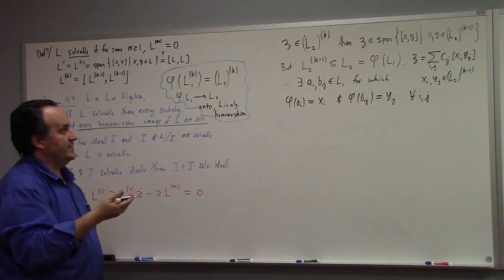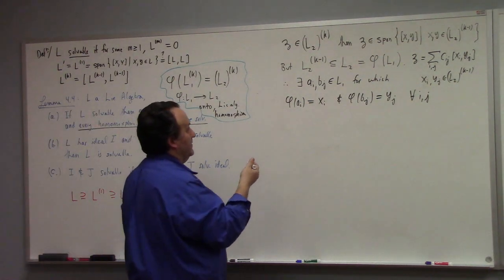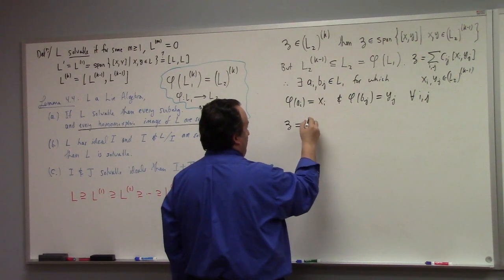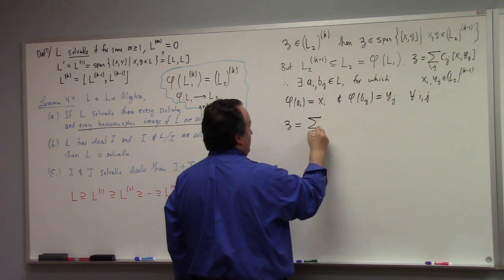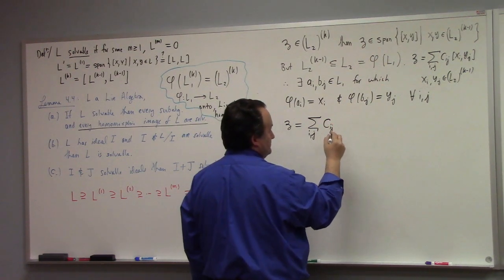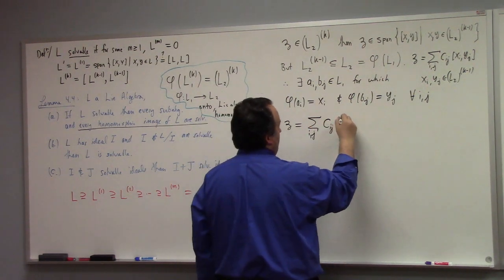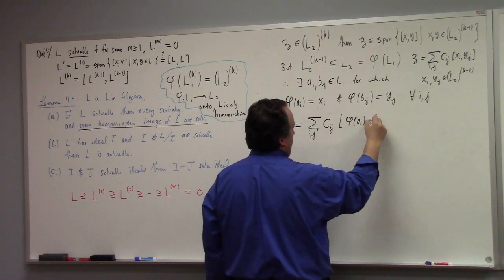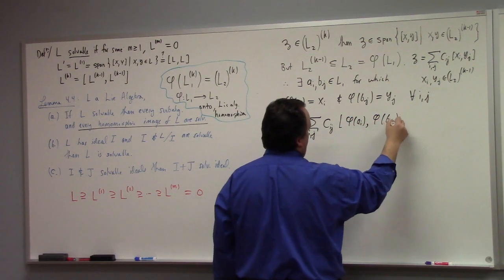So what does this mean? This means that z, which is of course equal to the sum over i and j of c_ij, commutator of phi of a_i, phi of b_j, right?